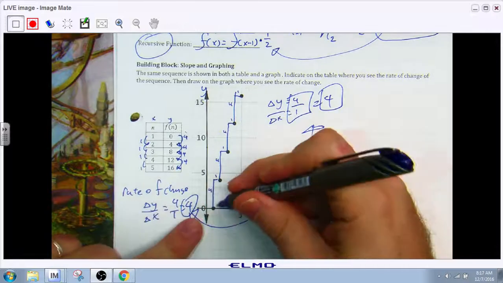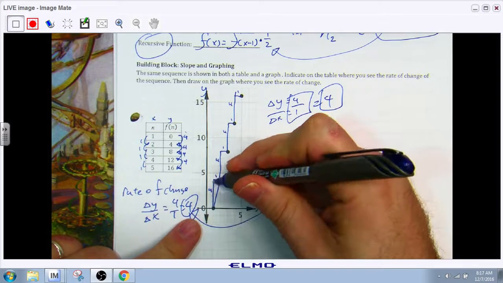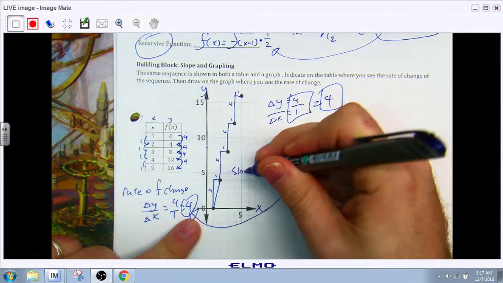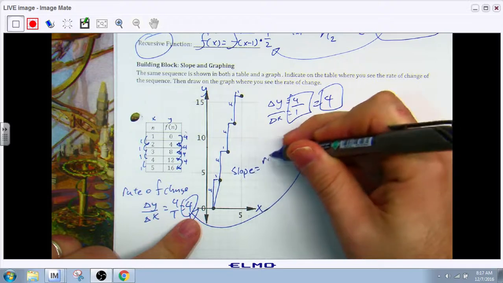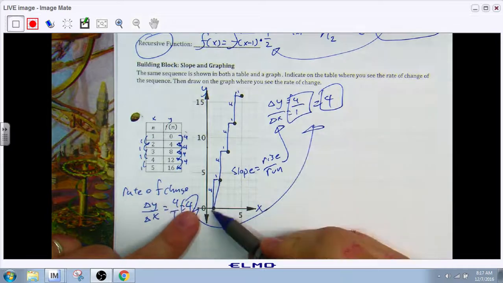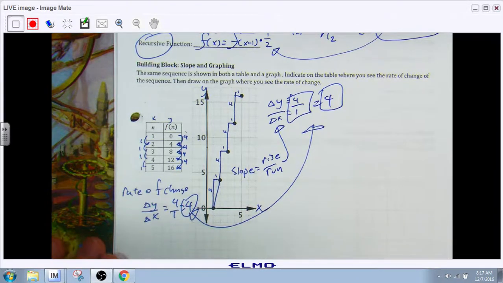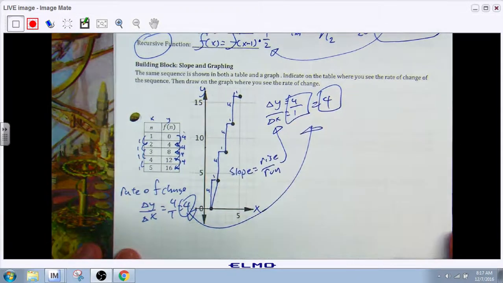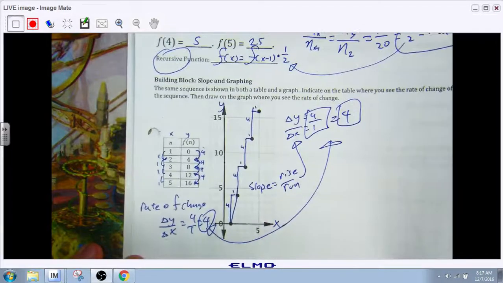We call these slope triangles. You may have forgotten that. That's how we calculate slope, is rise over run, which is otherwise change in y over change in x. So whenever we do that, we call those little things slope triangles to figure it out. Moving on.